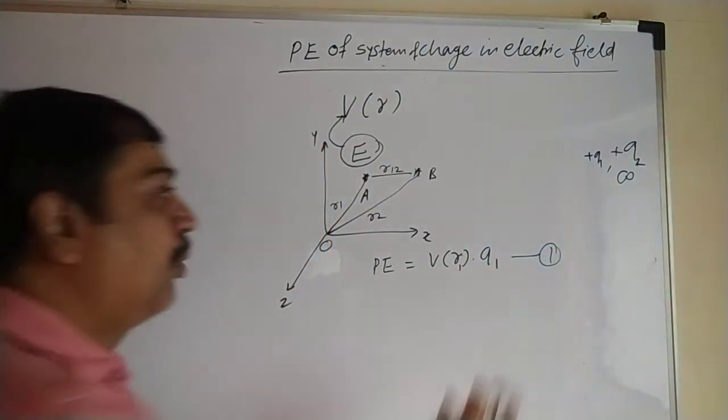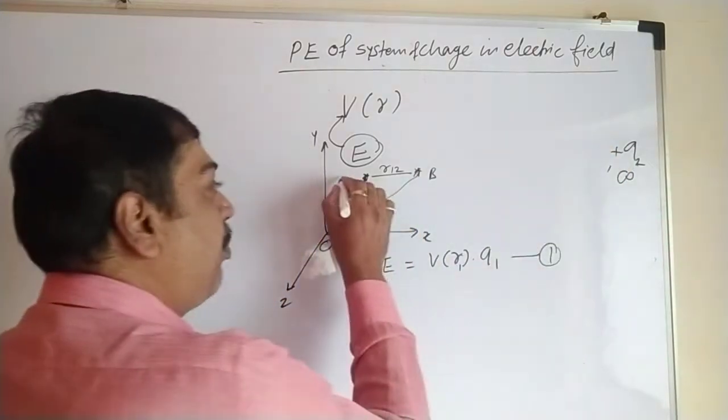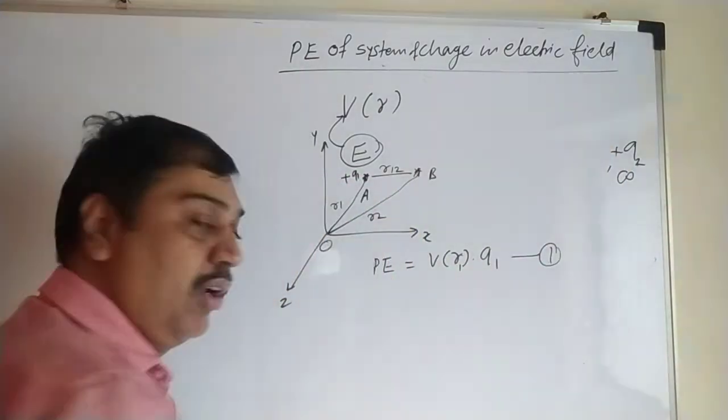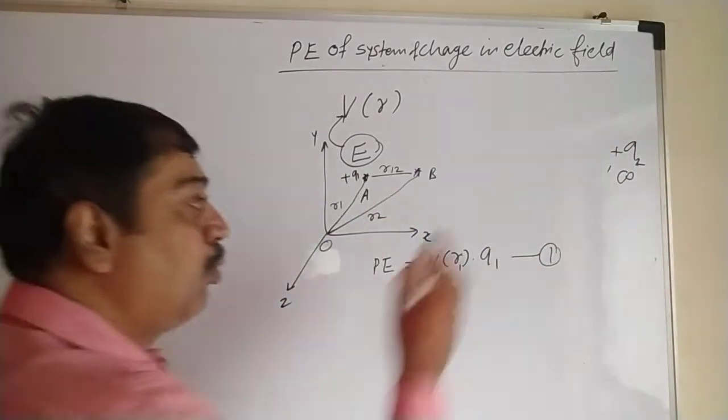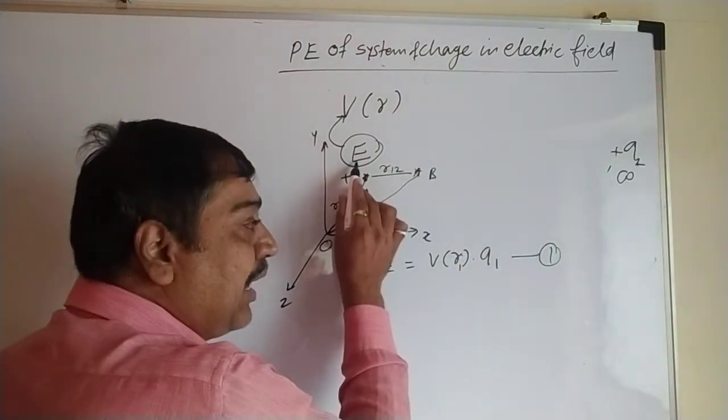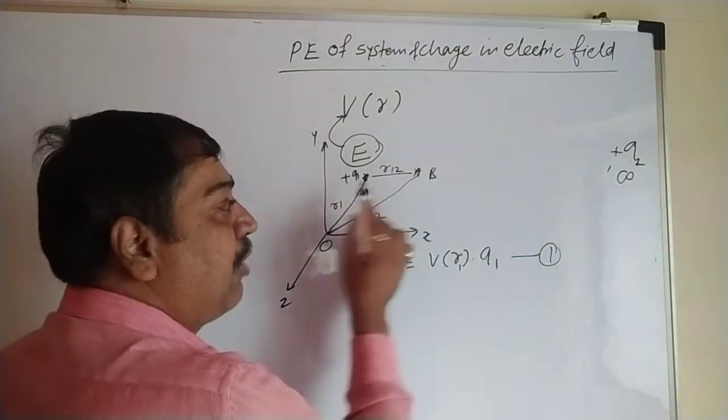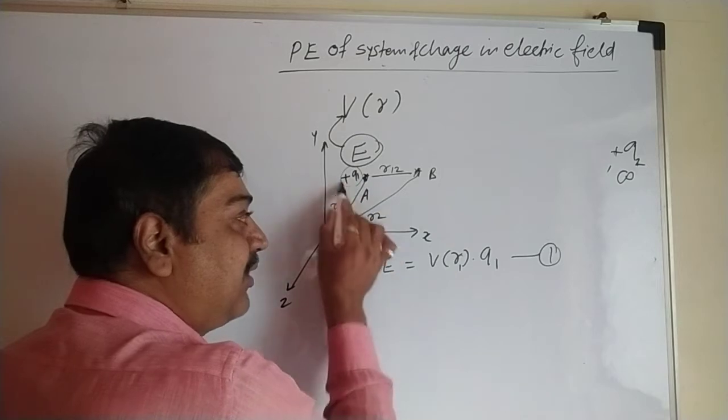Now charge Q1 is moved from infinity to the point A, so Q1 comes here. Now we want to move Q2. Q2 we have to move in the electric field, as well as in the field produced by this Q1.